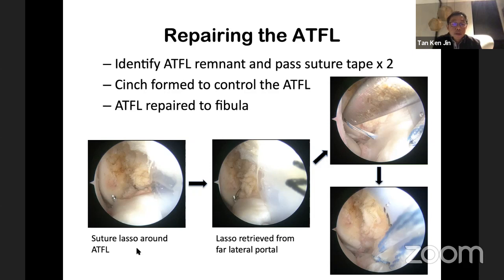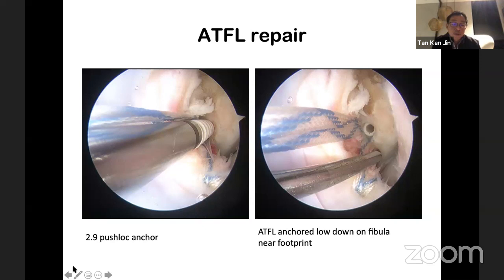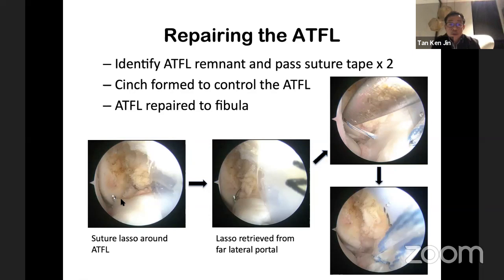In this picture you see the tip of the suture lasso. This suture lasso has come in from the lateral portal. It's dug underneath the ATFL and the lateral capsule, and then it's come out right in front of the lateral malleolus. Then the suture lasso is pushed out from the suture passer and pulled out into the far lateral portal. From this suture lasso, you put in two tails of a suture tape, and the two tails are pulled across and underneath the ATFL, as you see in the picture up there.